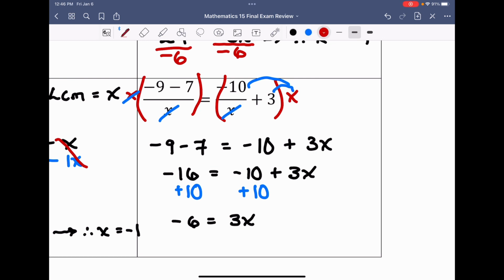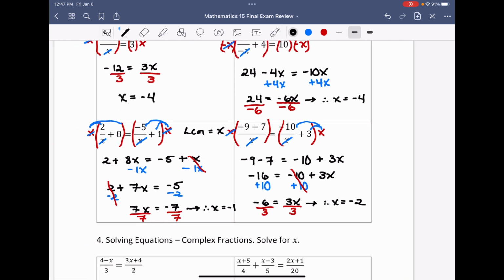And then I'm going to cross out those 10s just to make sure they're gone. Just like the last problems, we always know that these are typically going to end with me dividing away a coefficient that appears on x, or whatever the variable is. And therefore, my x is equal to negative 6 over 3, which is equal to negative 2.